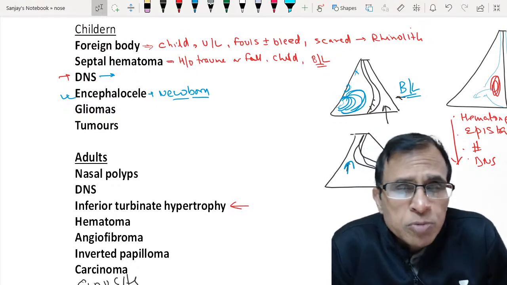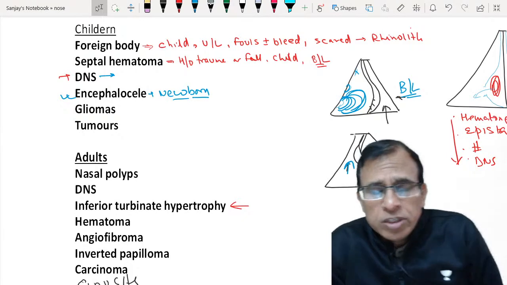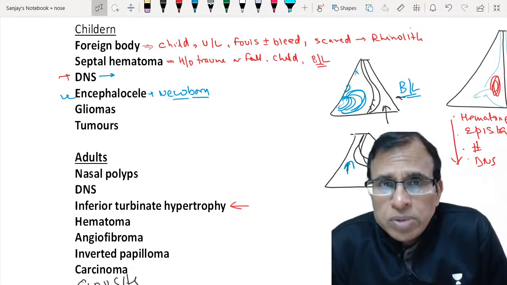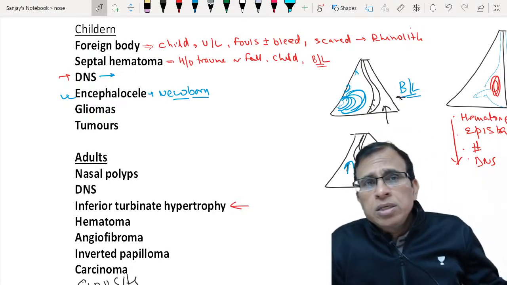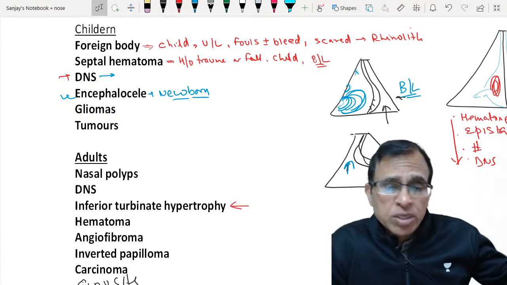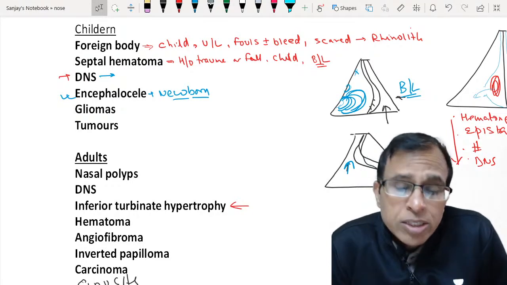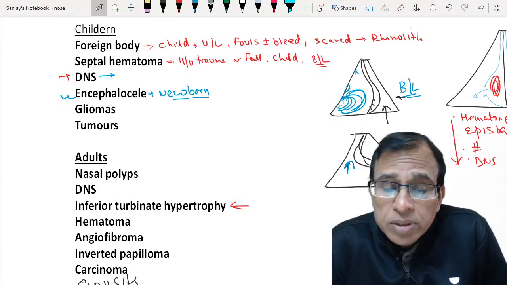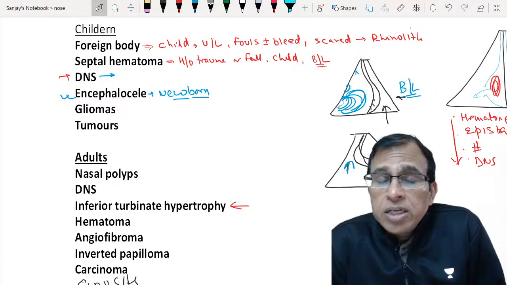And because small children are under the supervision of the mother, foreign body and all things are very uncommon. All this starts, hematoma, foreign body and all, when the child starts playing outside, starts going outside 3-4 years later. So less than that, if the child has a swelling in the nose, the suspicion of encephalocele will be very, very high in your minds.